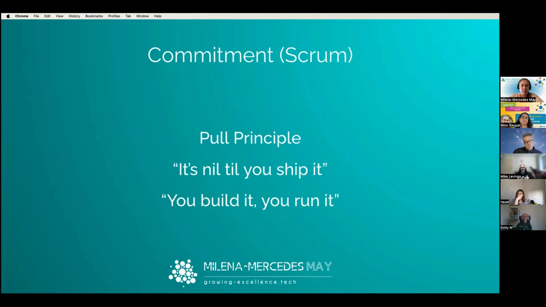And also similar from the DevOps community, you build it, you run it. Also an important principle that enforces or fosters commitment. If you really live up to this principle, you will have a good sense of commitment in your team.